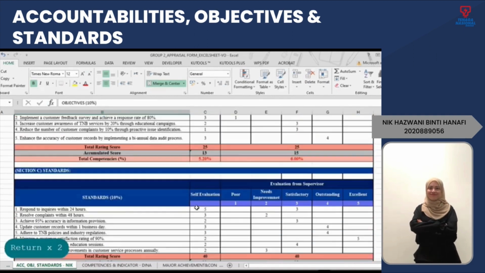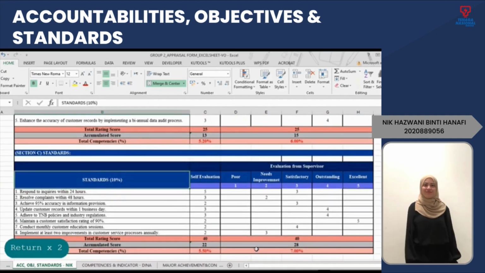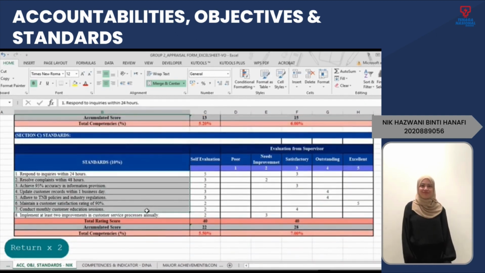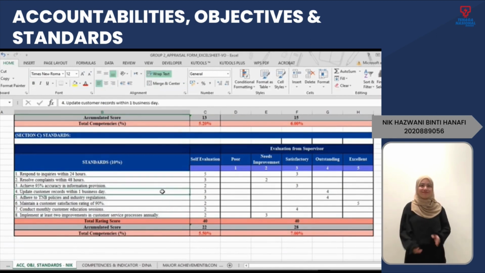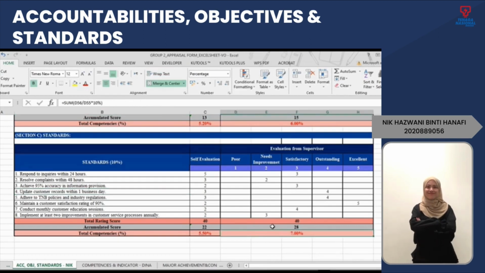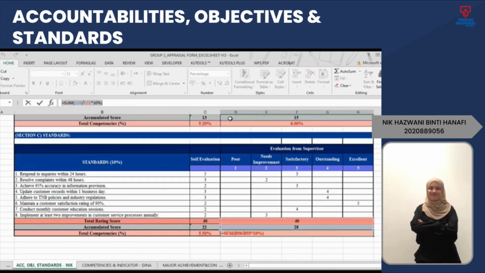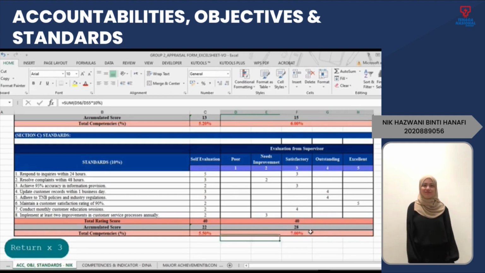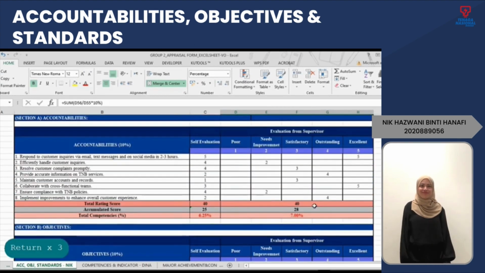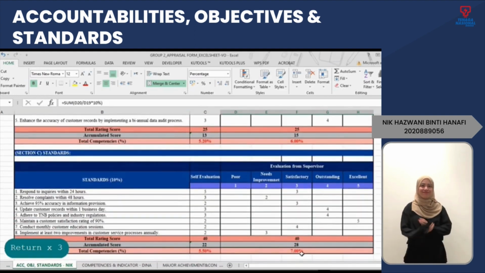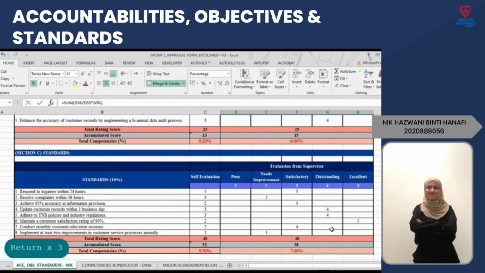The final section evaluates employees based on established standards. This includes answering inquiries within the specific time period, maintaining accuracy in the provision of information, and complying with TMB policies. So for this part, Fazura gets the same amount as part A in accountability, which is 7%. After we go through all the sections, we know that Fazura scored higher in the accountability and standard sections, where he scored 7 out of 10%, than in the objective section, where she scored 6%.